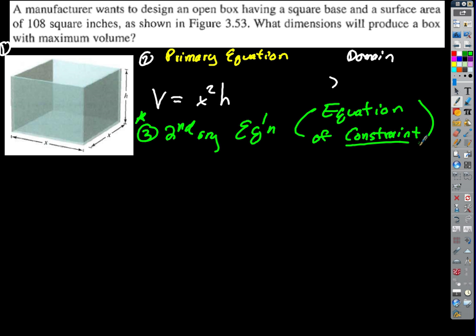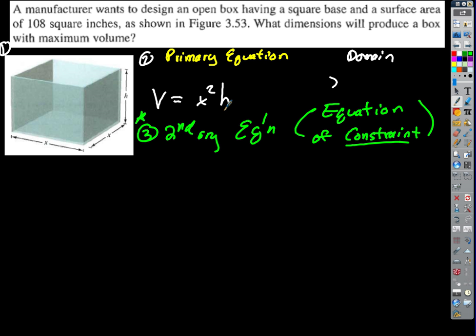Now, if we didn't have a constraint, the answer would be pretty easy. If I want to maximize volume here, I'm just going to make my box infinitely big. I'm done. Drop the pen, right? But that's not a very interesting problem, right? There are some constraints here. We're constrained by the 108 square inches. So that's got to be the constraining factor. That's got to be the connection that we're going to use to connect x and h in such a way that we could substitute for one and eliminate it, right?